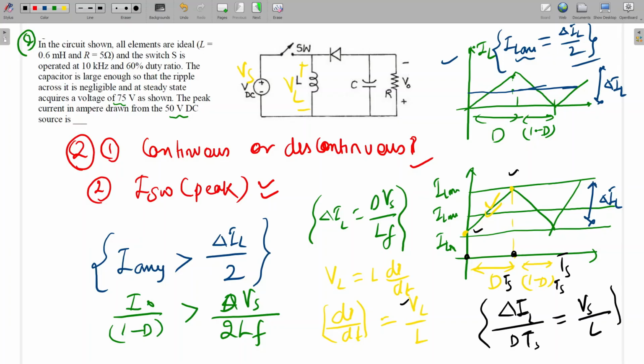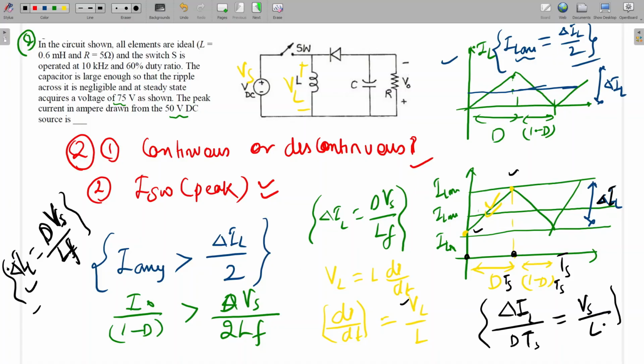Ts will be put in the denominator, so we can write that delta IL is equal to dVs divided by LF. Is it clear now? The ripple current expression will be dVs divided by LF, where D is the duty, Vs is the source voltage, L is the inductor, and F is the switching frequency. Is it clear now? Yes, sir.